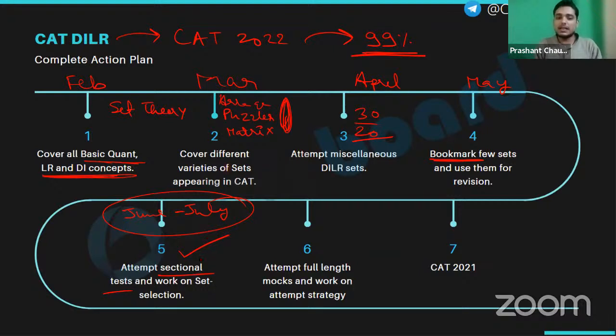Once you are done with your sectional tests, now start taking the full length mocks. The full length mocks should start from August. From August, September, October, you should give all the full length mocks, work on your strategy, and try to come up with an excellent level of strategy, so that you can maximize your output. Whatever output you are giving along these months, you should get maximum output.